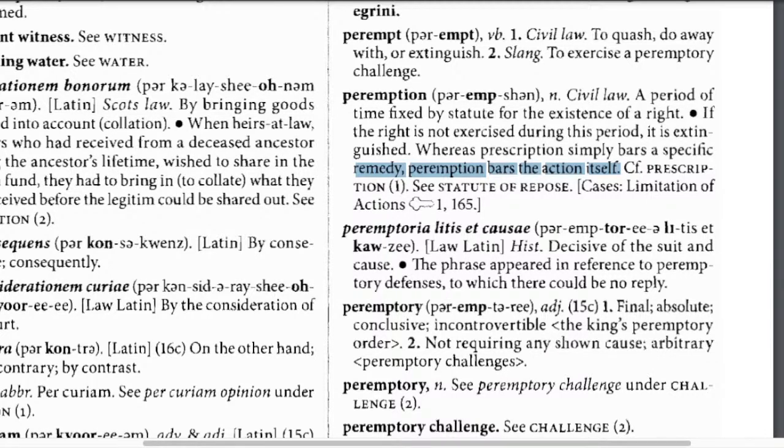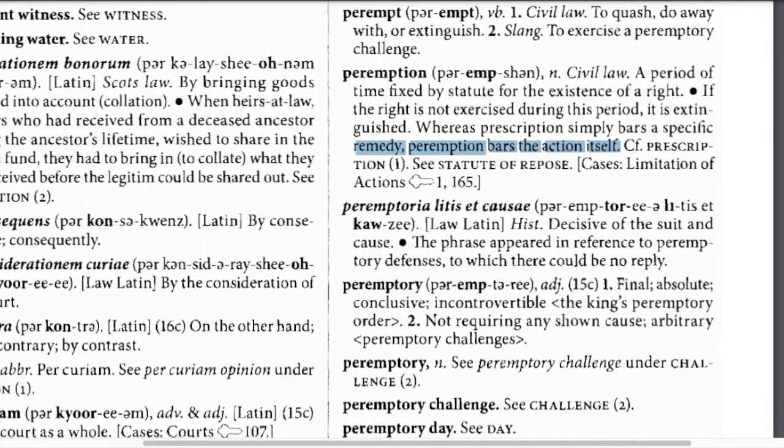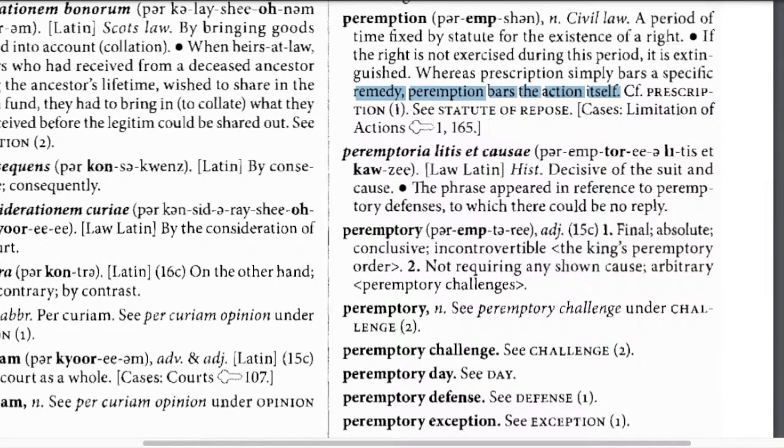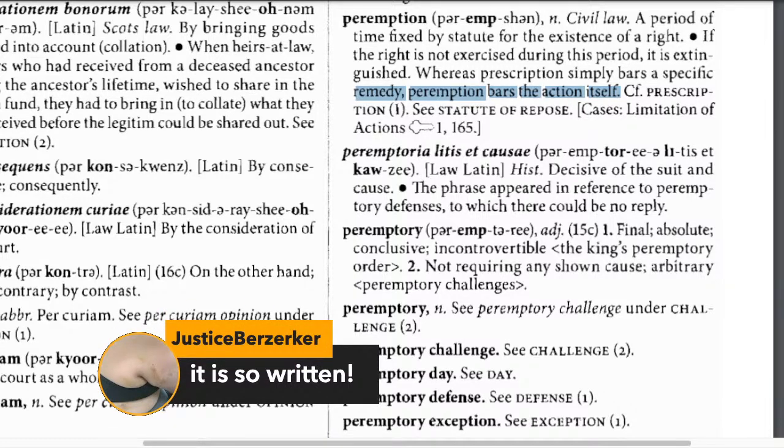Limitation of actions. So peremptory challenge, peremptory defense. They have a lot of these. I was looking to get here. So let's continue.